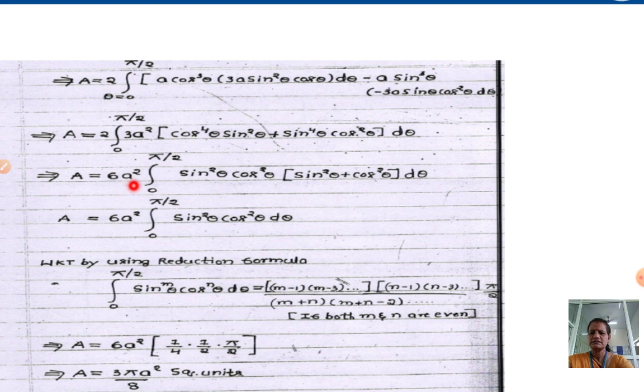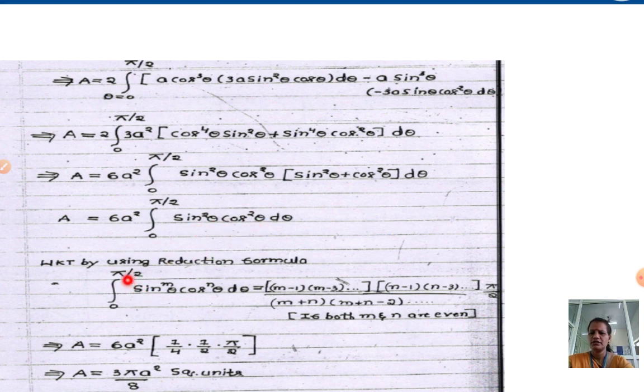That is 6a square integral 0 to pi by 2 of sin square theta cos square theta into sin square plus cos square theta, where sin square plus cos square theta will become 1, and we will get it as sin square theta into cos square theta d theta.